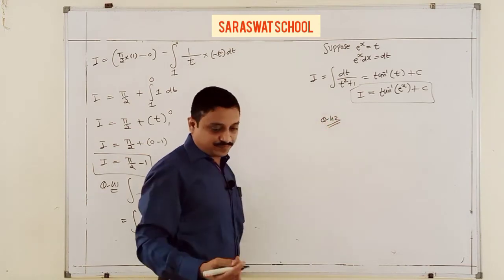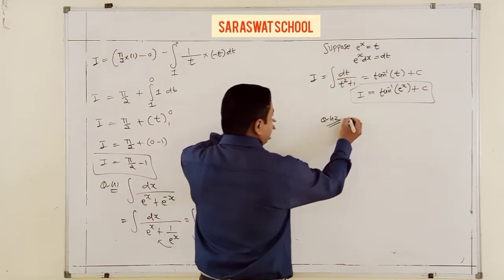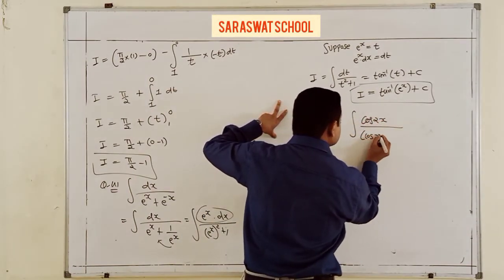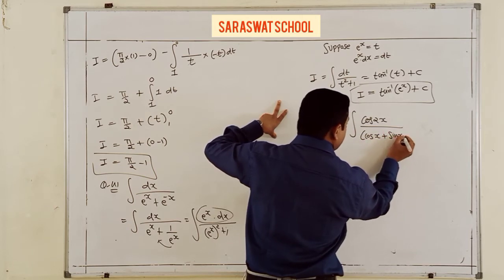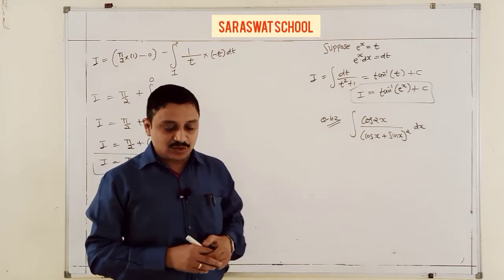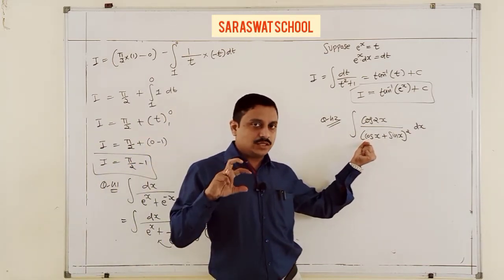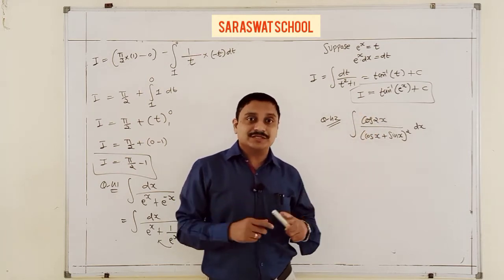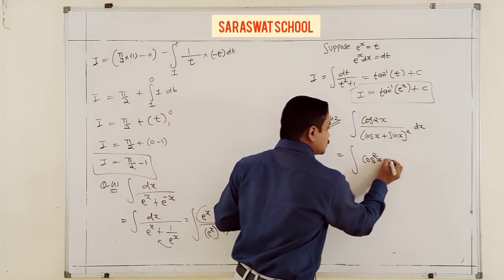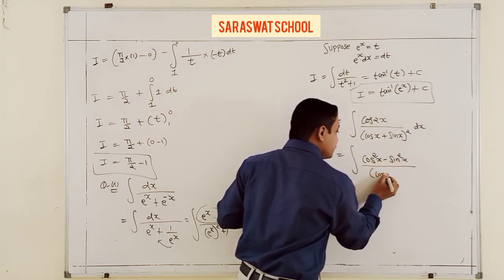Now 42. Yes, 42 is also a very interesting MCQ. Cos 2x by cos x plus sin x the whole square. So going from the denominator to the numerator, I just write cos square x minus sin square x, and the denominator is the same.